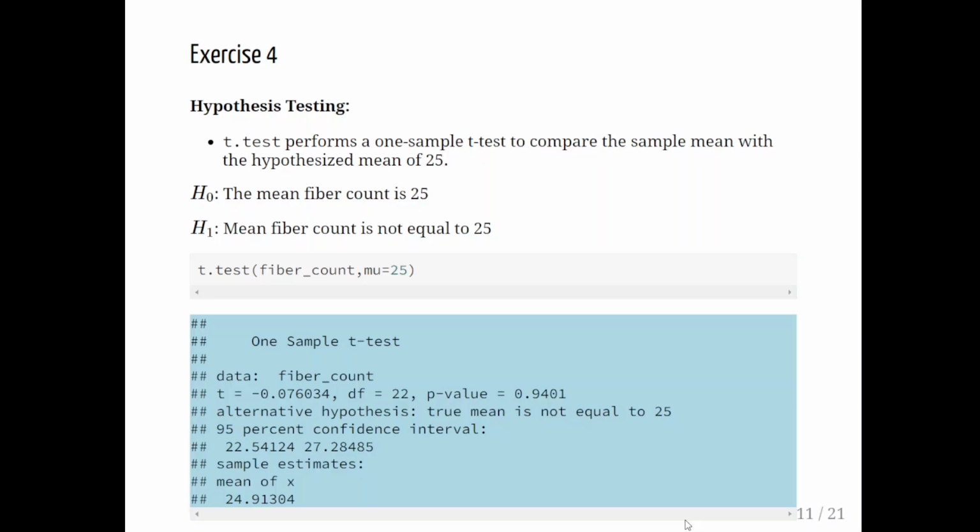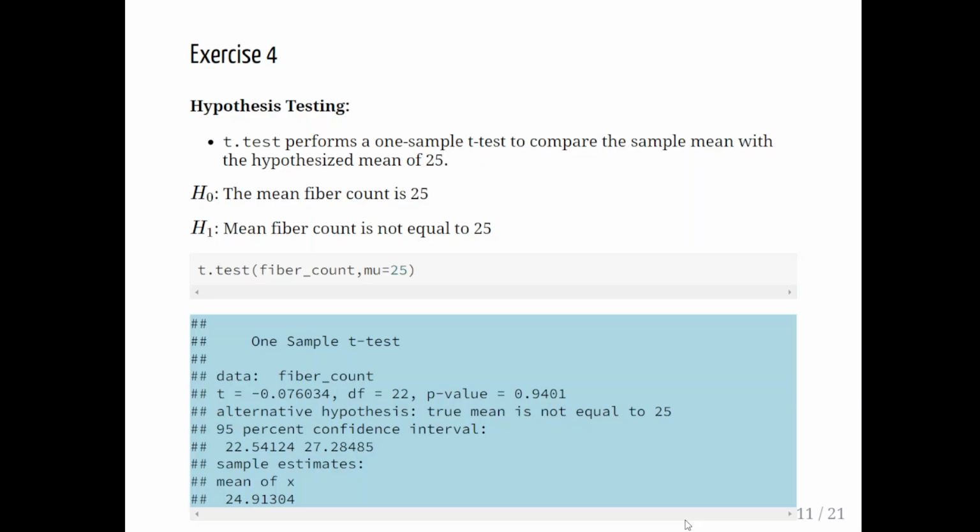It's a little bit awkward to use a t-test because it's a small data set and it requires some assumptions that are a bit iffy. We'll talk about them later on, actually. The t.test function performs a one sample t-test to compare the sample mean with a hypothesized mean of 25. So, anyway, we run the t-test there, one sample t-test, and essentially what we're looking at there is the p-value, 0.9401. Okay.